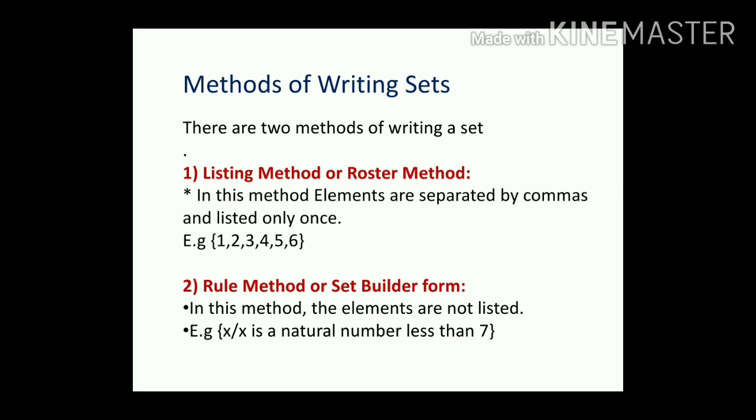Here children, that vertical line is known as such that. So, x such that x is a natural number less than 7. This is the second method to write the set. This vertical line stands for such that.